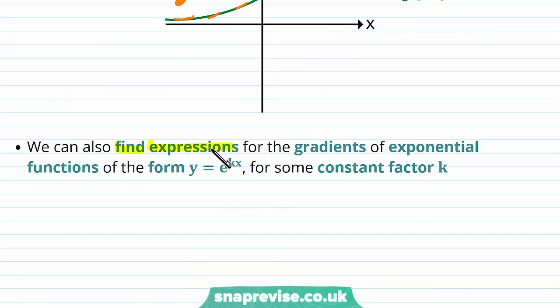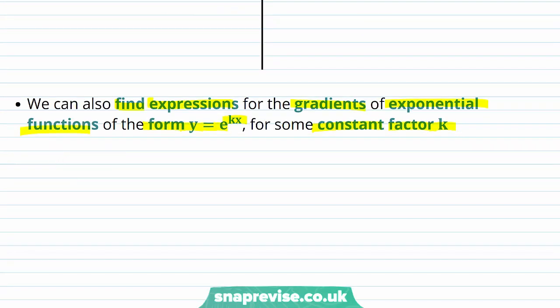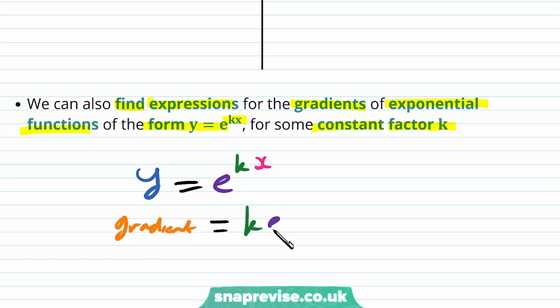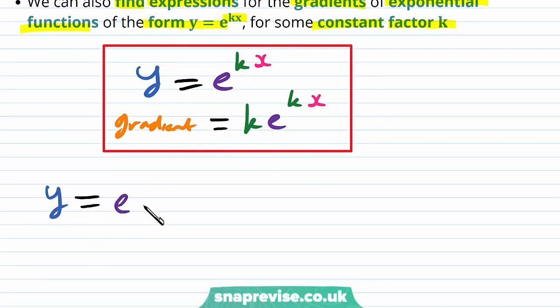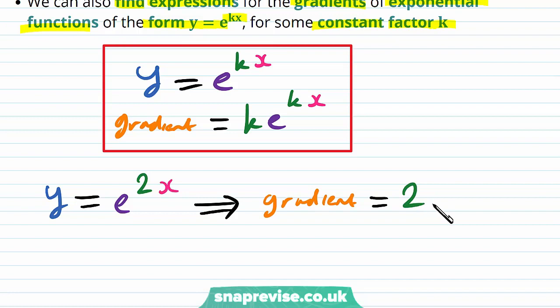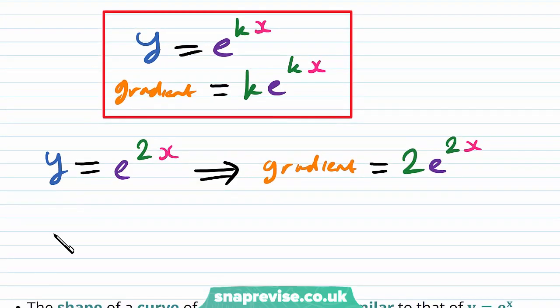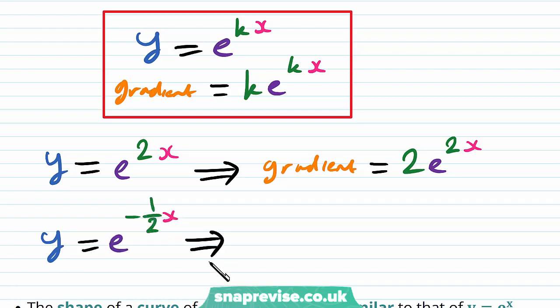We can also find expressions for the gradients of exponential functions of the form y equals e to the power of kx for some constant factor k. It turns out that if y is equal to e to the power of kx, then the gradient is given by k multiplied by e to the power of kx. If we have, for example, y equals e to the power of 2x, then our corresponding gradient is going to be given by 2 multiplied by e to the power of 2x. Similarly, if y is equal to e to the power of minus a half x, then the corresponding gradient will be minus a half e to the power of minus a half x.